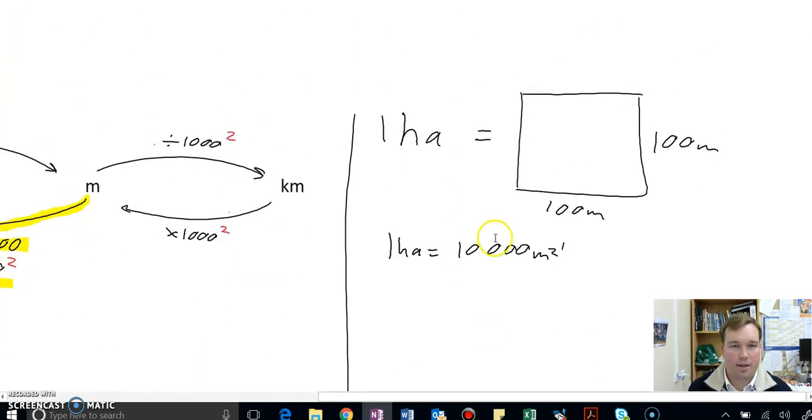In area, there's another weird option called hectares. Hectares come up quite often. It's how we measure our farms. A hectare is 100 meters by 100 meters. So 1 hectare is equal to 10,000 meters squared.